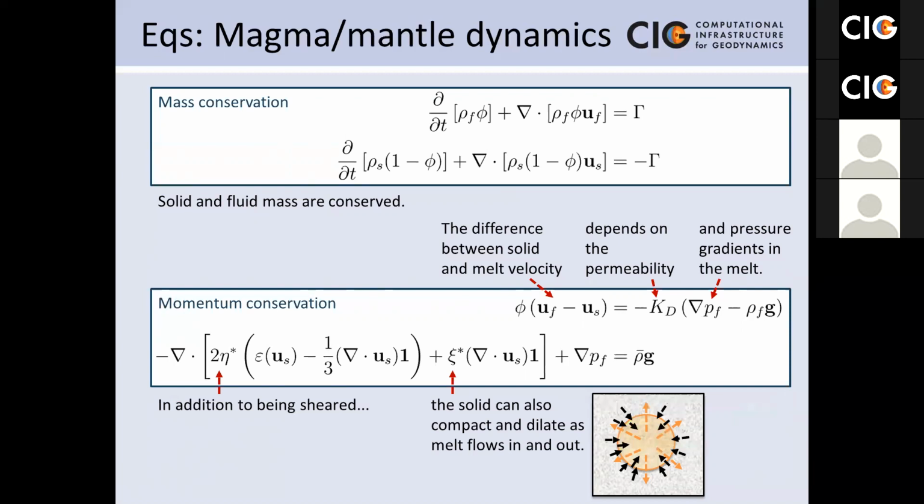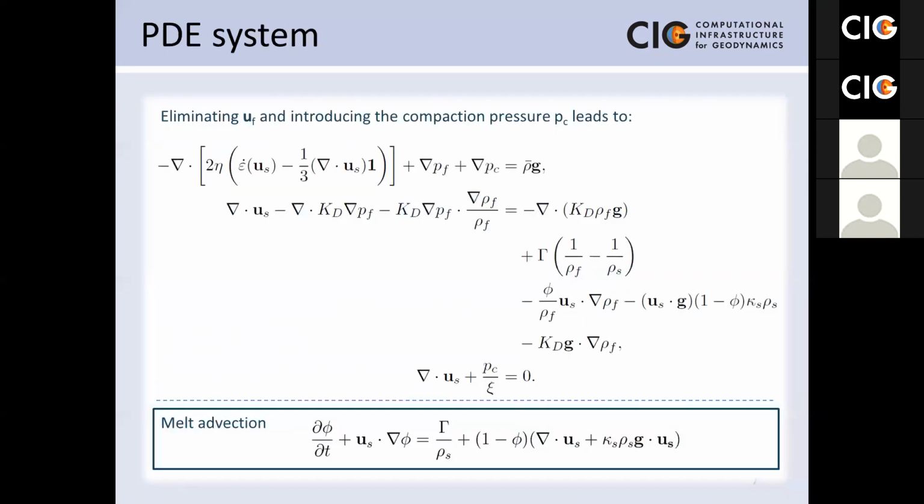Yeah, so basically the idea is that if melt flows into a part of the rock or flows out, then the rock has to respond to that. And so there's also this compaction term in the momentum conservation of the solid here. And so these are the equations we want to solve. And so first we have to bring them into a form that makes it easy to apply the finite element method. And we did that here.